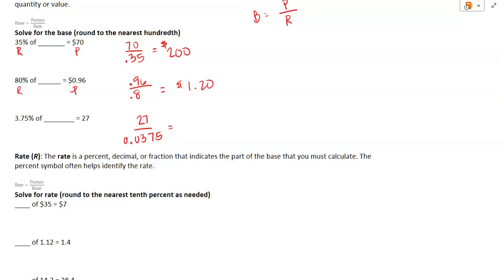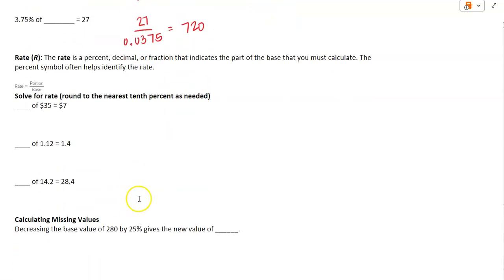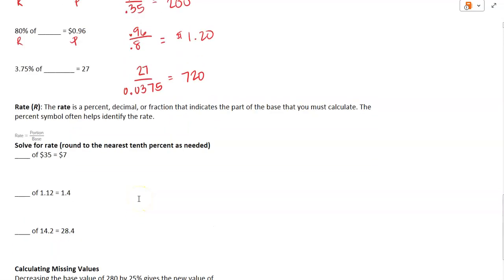Okay, and then I'm rounding this, but it actually happens to be 720 without any decimals. So this tells me that 3.75% of 720 is 27. So the final conversion or formula here, when we're dealing with percents, base, and rates, is to figure out your rate.